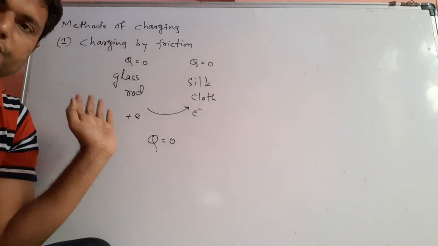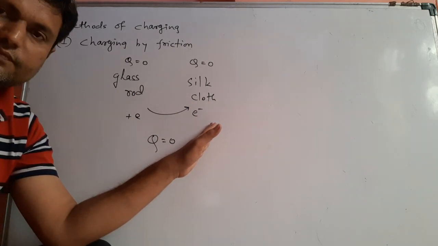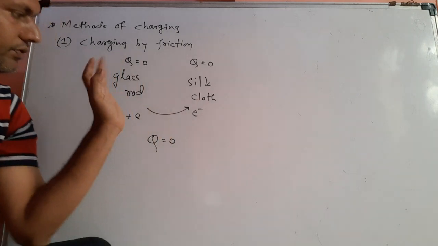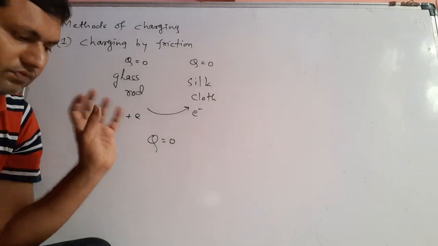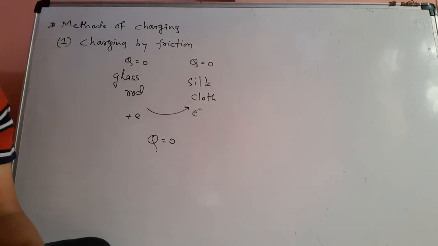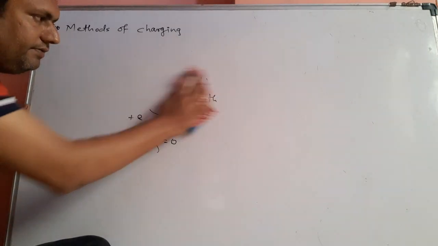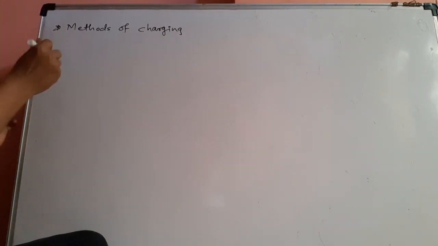Obviously, due to friction, charges will transfer onto the silk cloth, and the silk cloth becomes negatively charged. So this is charging by friction, and this is one of the best examples of conservation of electric charge, which we can explain here. So I think this is enough for charging by friction. Now we are taking the second method. This is charging by conduction.